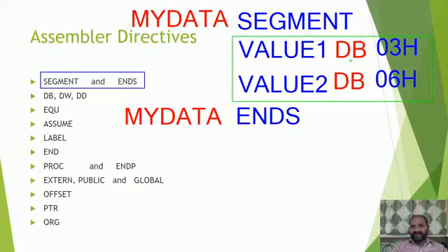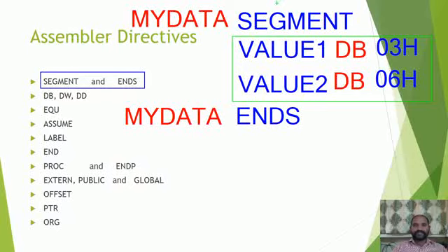What kind of statements are these? These are declaring the data variables. That's why I'm giving a valid name called my data. So my data indicates the starting point of my data segment, and this is the ending point of my data segment. Segment and ENDS are used for grouping a group of statements as one block, and this particular block, whatever statements are between these two, is called a logical segment or logical block.